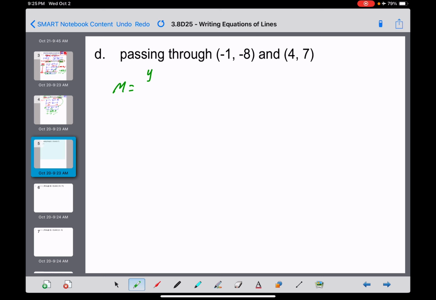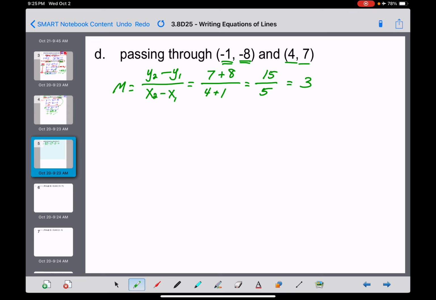M is equal to y2 minus y1 all over x2 minus x1. So we've got everything we need right here to find our slope. y2 is going to be 7 minus y1, which is negative 8. So minus negative 8 becomes plus 8. Down on the bottom, x sub 2 is going to be 4 minus this negative 1 right here. Minus negative 1 becomes plus 1. That gives us a 15 on top and a 5 on bottom. Oh, and that works out nicely. The slope is a whole number here, 3.